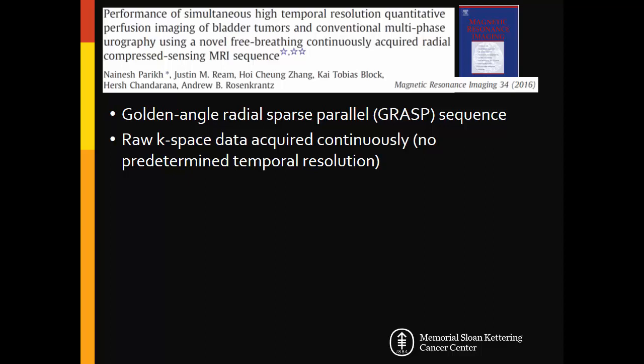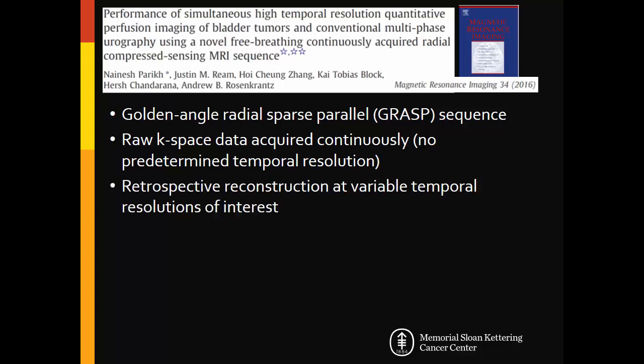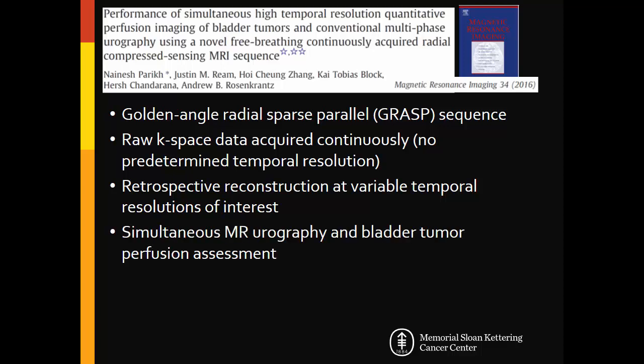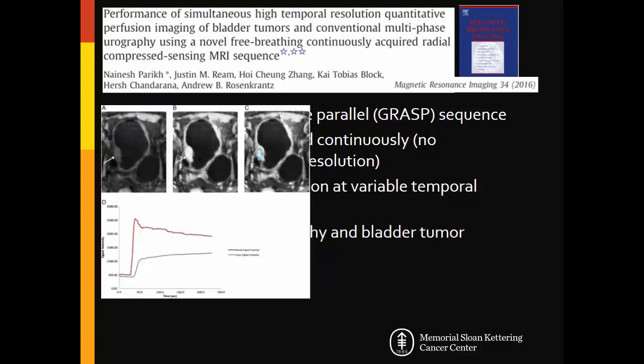Essentially, they did a golden-angle radial sparse parallel sequence, a GRASP sequence, where the raw k-space data is acquired continuously. So there's no need to have a predetermined temporal resolution, and then basically the data can be reconstructed retrospectively at variable temporal resolutions of interest to simultaneously evaluate the primary bladder tumor and the upper tracts.